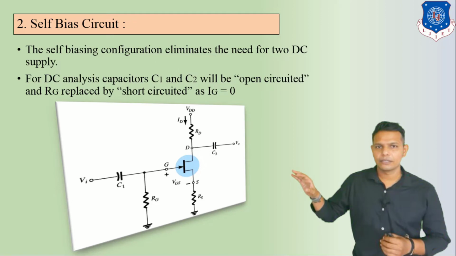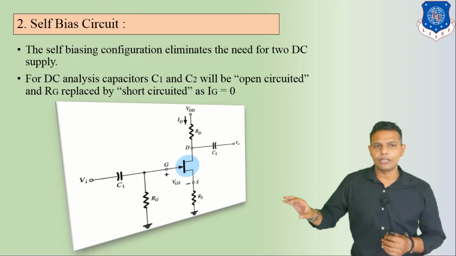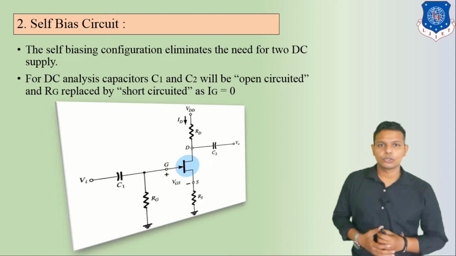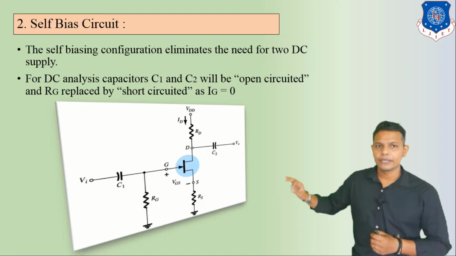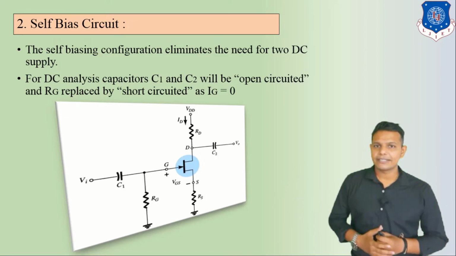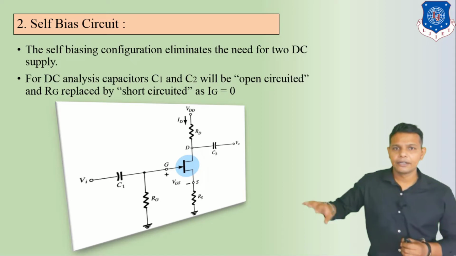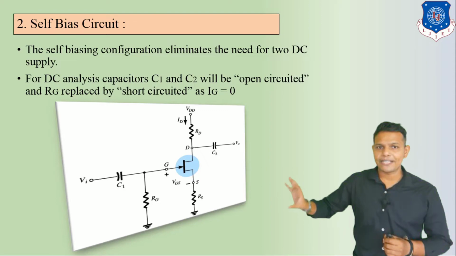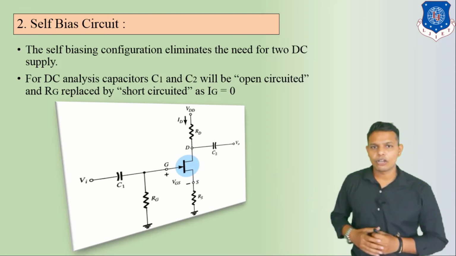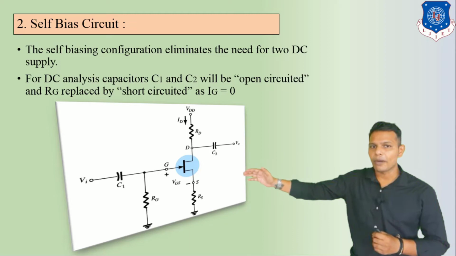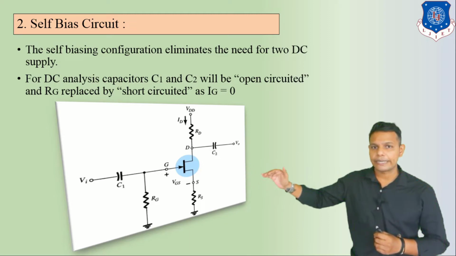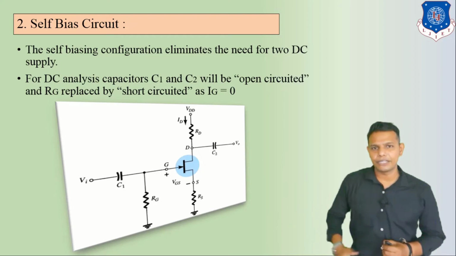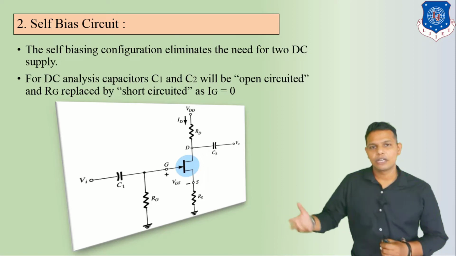For DC analysis, capacitors C1 and C2 will be open circuited. If we analyze in the form of DC, there should not be any capacitor in this circuit diagram. And here we can see RG, the gate resistor, is replaced by a short circuit, because if we open C1, that means the gate current IG is equal to 0. If the gate current is 0, then RG becomes shorted.